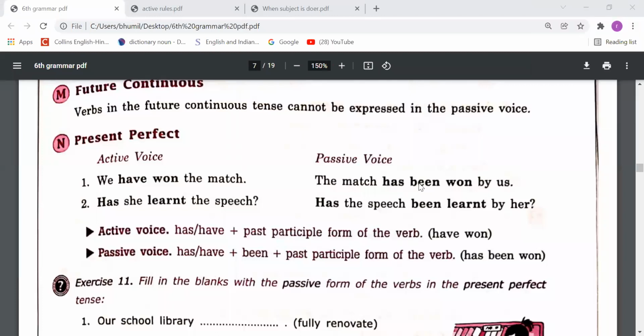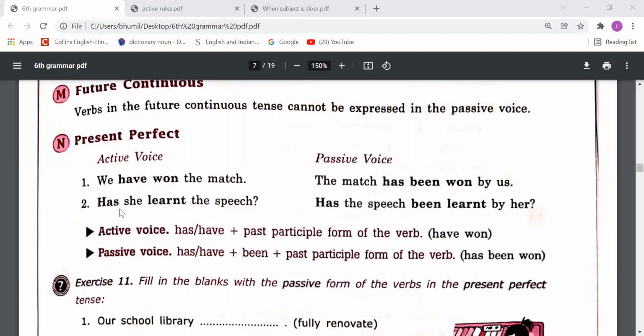Now I have told you always we have to write be plus third form. So which form of the be? According to the tense. The tense we have used here is present perfect. So in present perfect we should use the third form of be, and the main verb always we have to write in the third form. So our sentence will be: The match has been won by us, right?